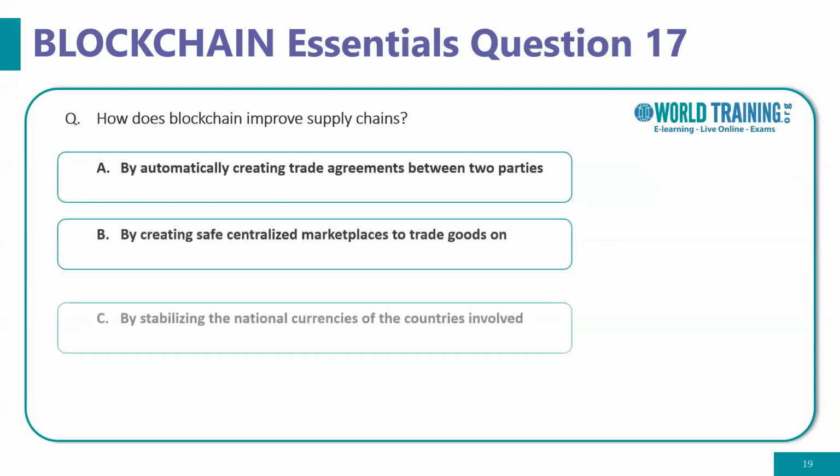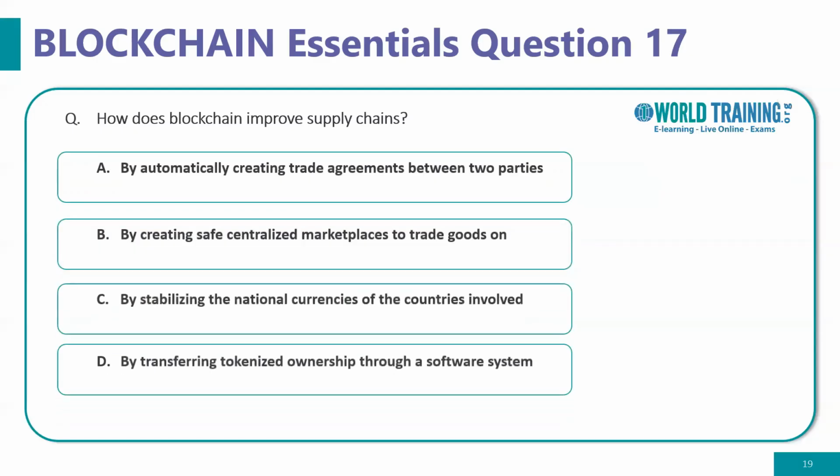So how does blockchain improve overall supply chain management? Let's try to see and visualize some of those points. Option A is automatically creating a trade agreement between two parties. Option B is creating a safe centralized marketplace to trade goods on. Option C is stabilizing the national currencies of the countries involved. And option D is transferring tokenized ownership through a software system.